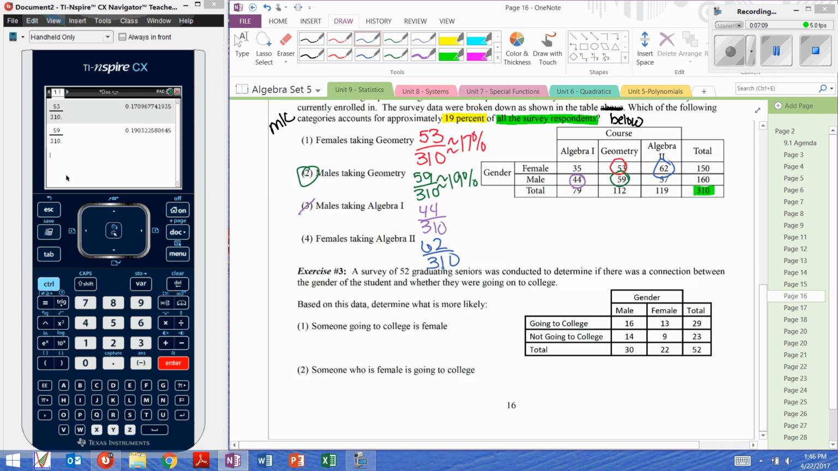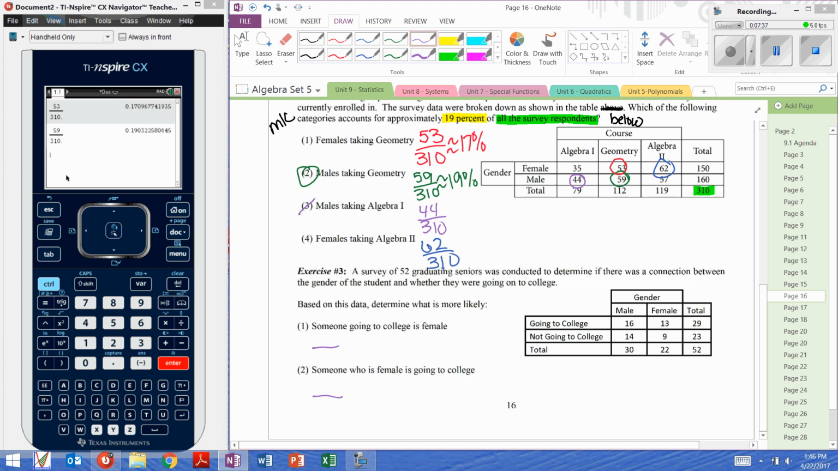So someone going to college. Okay, so of all the people that are going to college, who's female? That's what 1 is saying. Number 2 is saying someone who is female. So, of all of the females, how many of the girls are actually going to college? So there's actually a difference between the two, and that is the thing that we're going to put in the denominator of our proportion.